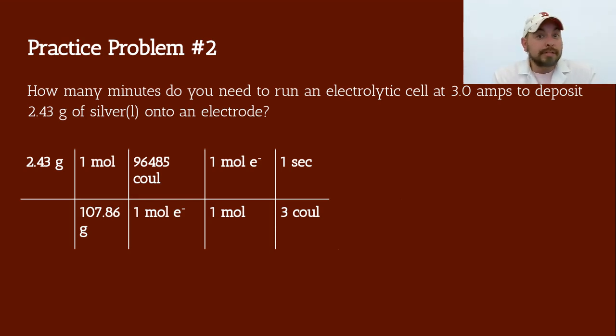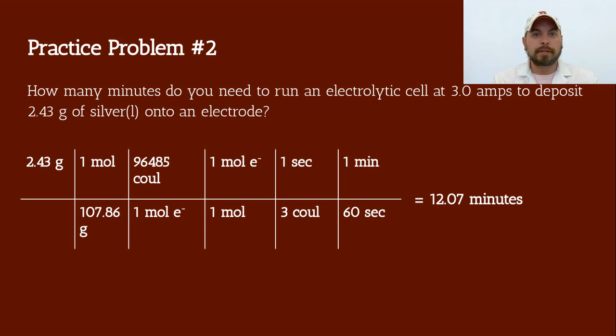I want minutes. So all I have to do is divide by 60 seconds for every 1 minute, and boom, sure enough, I have minutes at the end. Multiply across the top, divide across the bottom, and I get 12.07 minutes that I would have run this cell at to deposit 2.43 grams of silver. Again, it's all dimensional analysis, but it's hefty. If you track your units, you'll be fine.